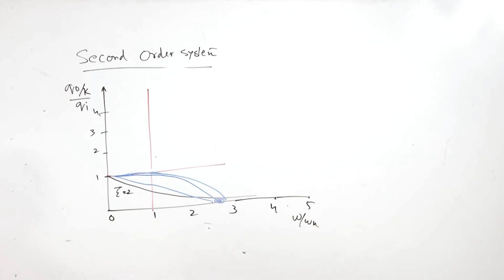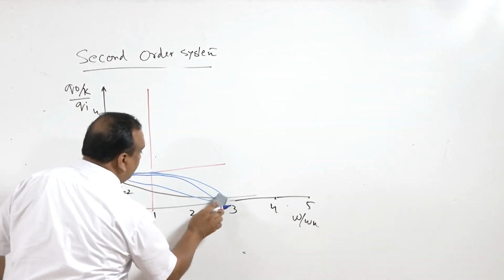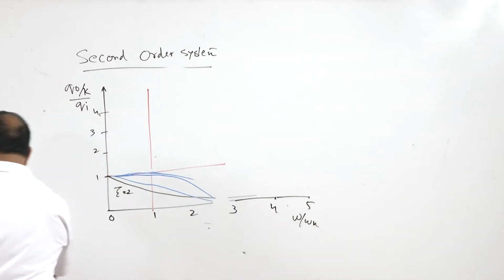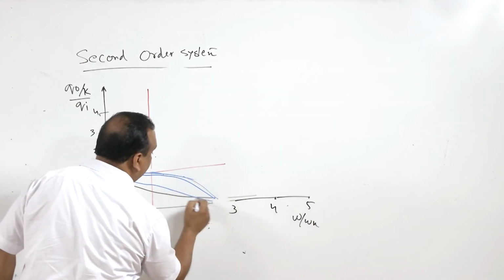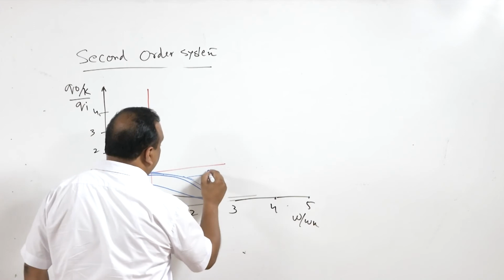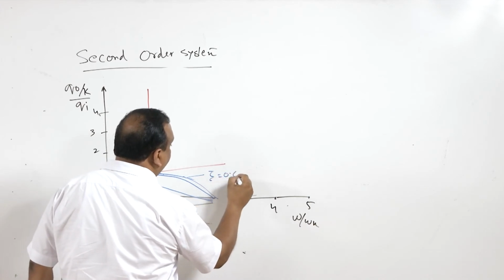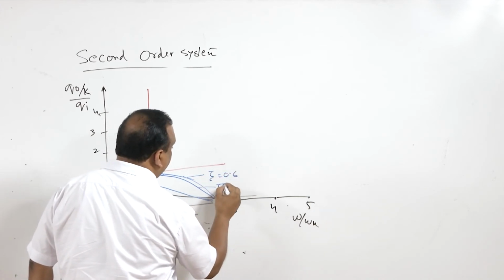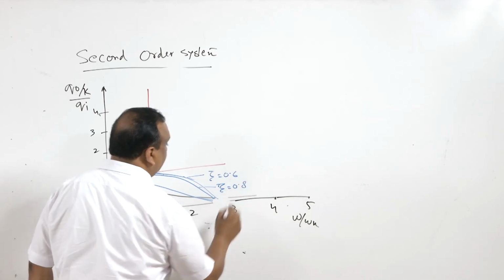Now I am not able to draw the exact figure. Approximately they are going to be like this. They will converge at one point. This is for zeta is equal to 0.6, and this is for zeta is equal to 0.8.